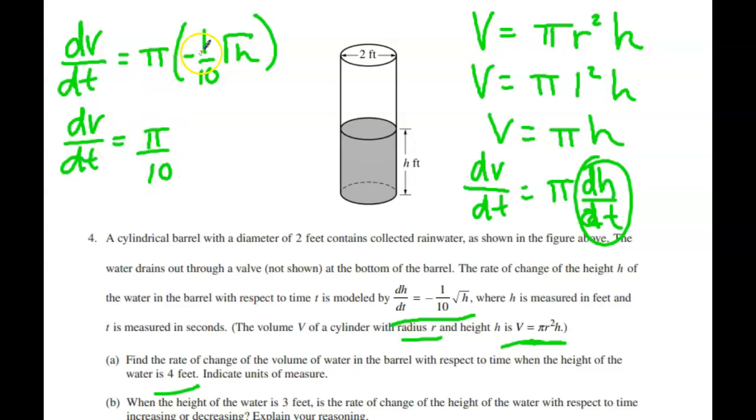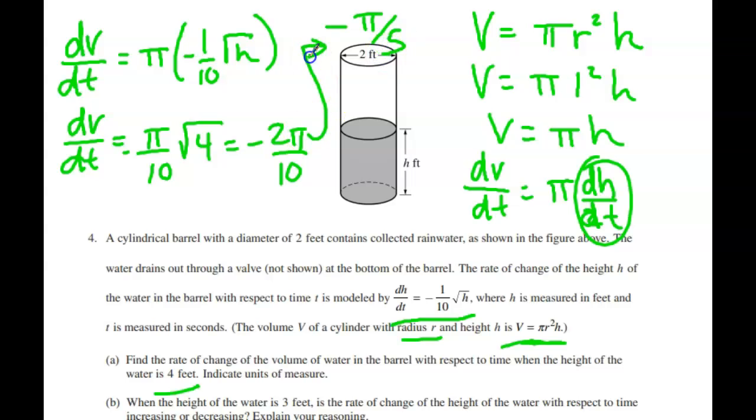I'm going to multiply pi times negative 1/10, and I'm going to plug in my 4 here. Now the square root of 4 is 2, so now I've got this, which reduces finally to this. And as we said, that was in cubic feet per second, I believe it was. That's the rate of change of volume with respect to time.